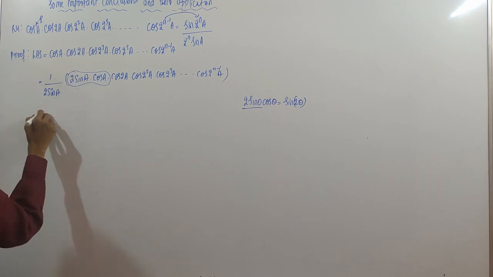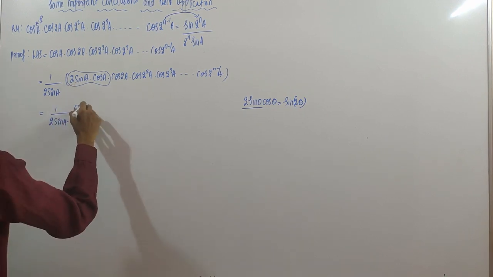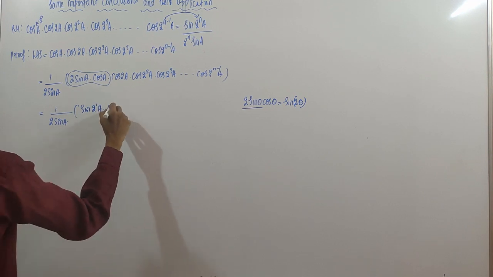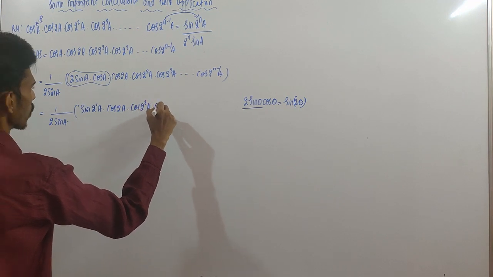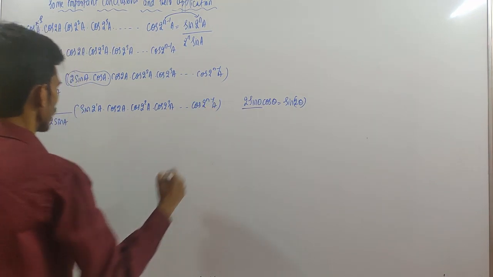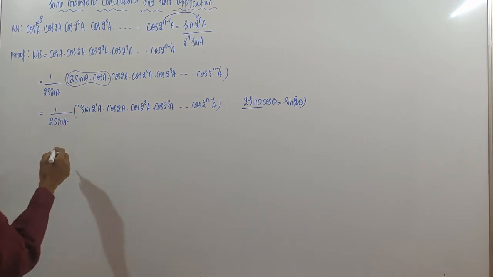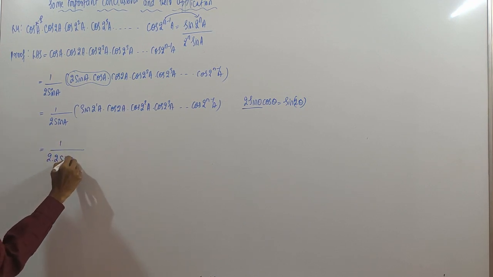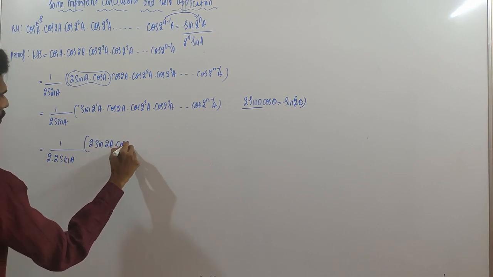Now this will become 1 by 2 sin A into sin 2 power 1 into A into cos 2A, cos 2 power 2A, cos 2 cube A, and so on, cos 2 power of n minus 1 A. Now again this is sin theta cos theta. We require 2 here, so multiply and divide by 2. We will get 1 by 2 into 2 sin A. Here multiply 2 sin 2A cos 2A.